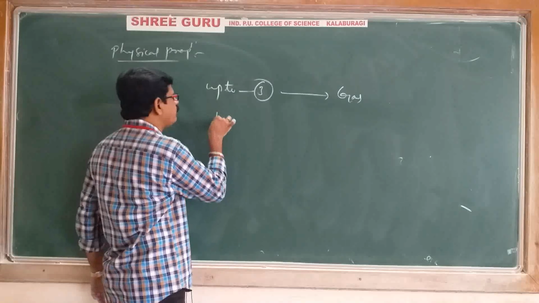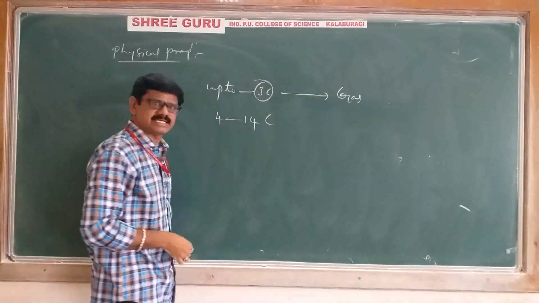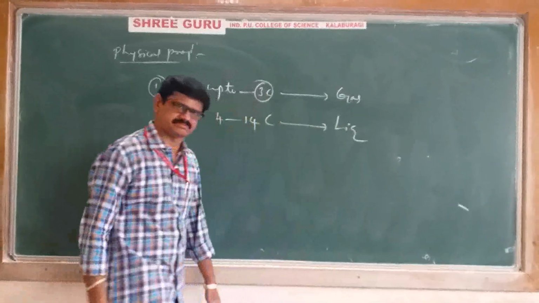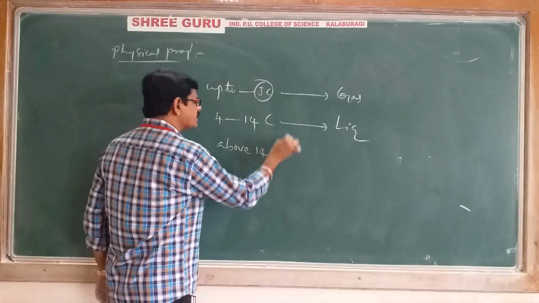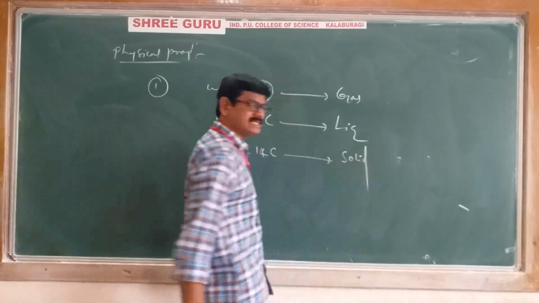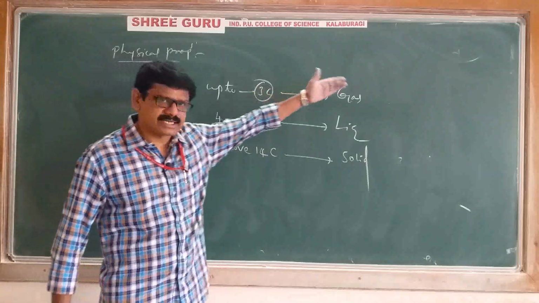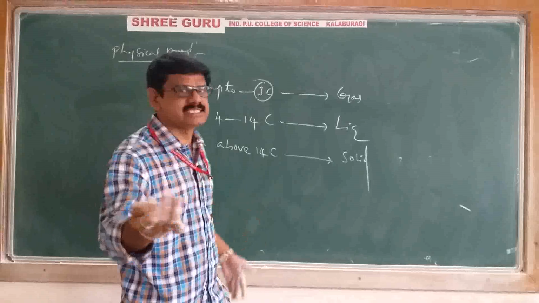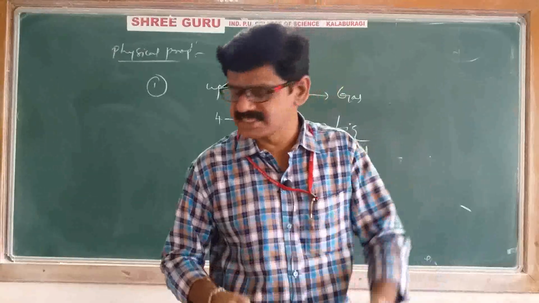Next, from 4 to 14 carbon atoms. Up to 3 carbon atoms are in the gaseous state. From 4 up to 14, they exist in the liquid state at room temperature. Next, alkenes with more than 14 carbon atoms exist in the solid state at room temperature. That's it. This is about physical state. Up to 3 carbon atoms are gases. From 4 to 14 liquid state, and still higher like C20, C30, C50 they exist in the solid state. This is about physical state.